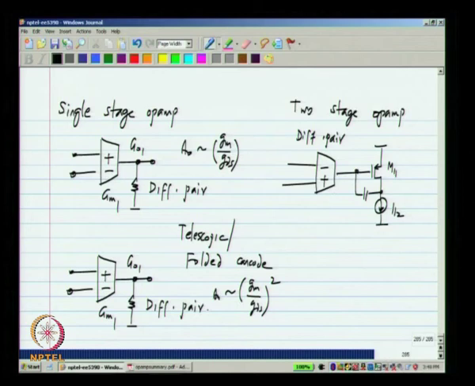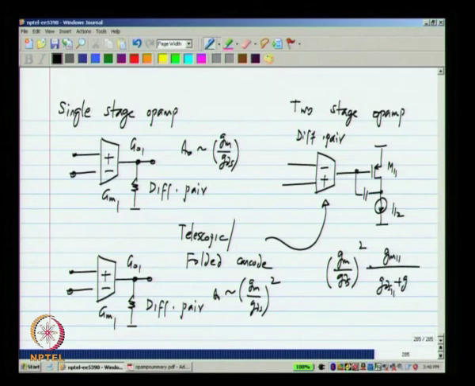What we can instead do is to use the telescopic or the folded cascode in that stage. Okay. If we do that, what happens is the gain of the first stage increases, it will be of the order of Gm by Gds squared, and the second stage will have a gain of Gm11 by Gds11 plus Gds12 plus Gl. Okay. So, by increasing the first stage gain, we can increase the gain of the overall op amp.